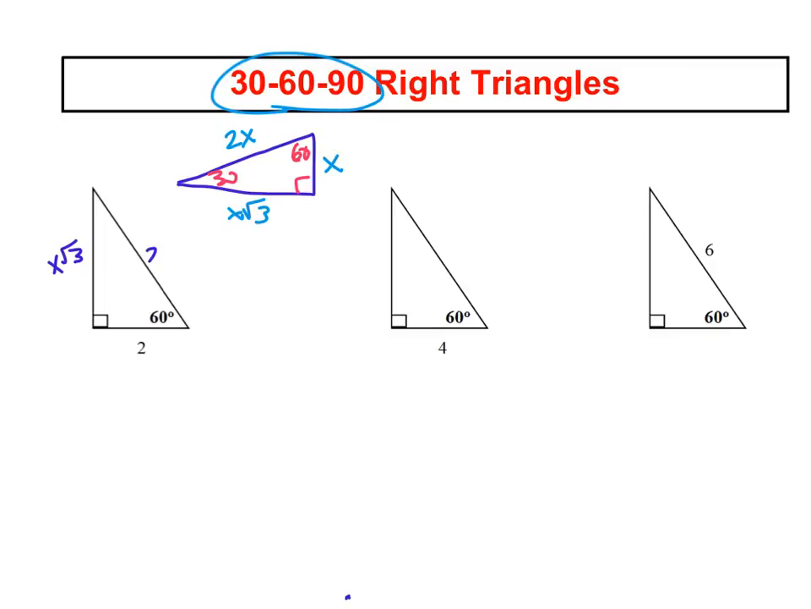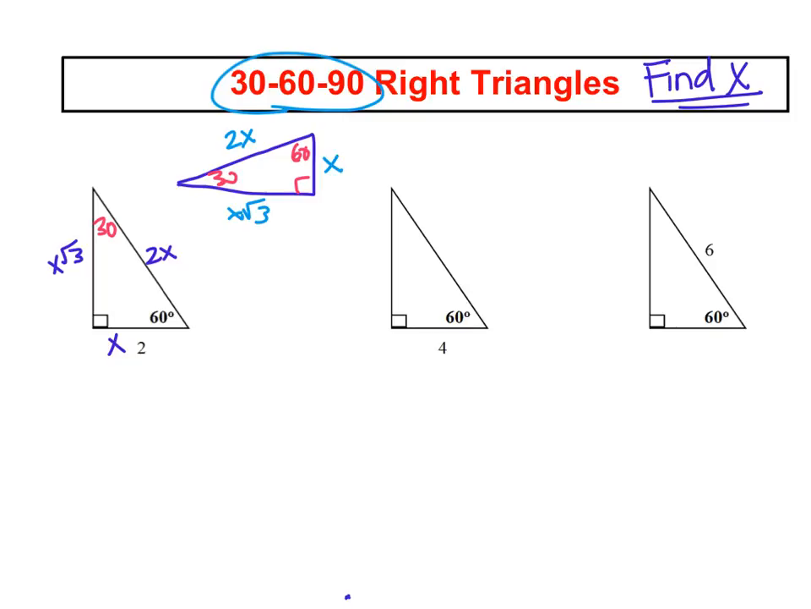The hypotenuse is 2x. And then this is 30 degrees right there, because if we know that this is 60 and this is 90, then that must be a 30. And across from the 30 is x. So our goal is to find x. We want to find the value of x.